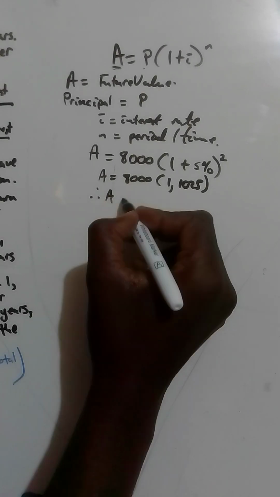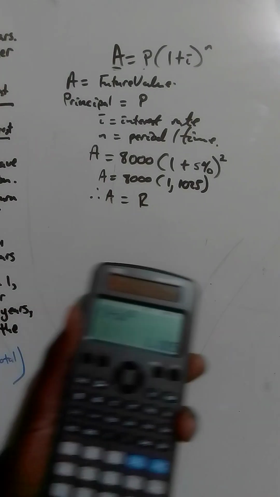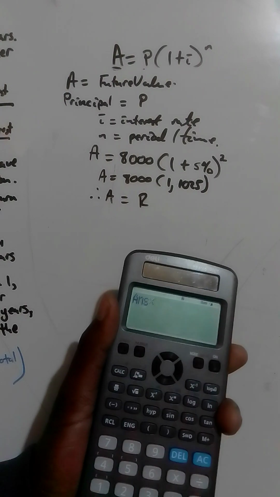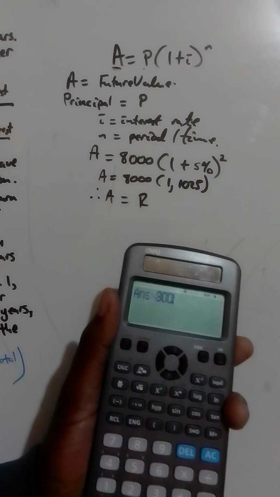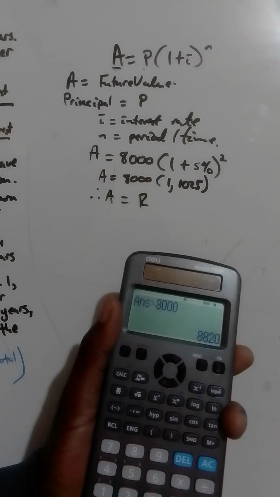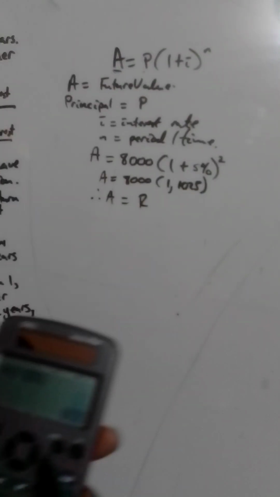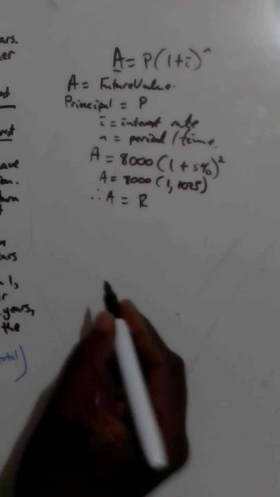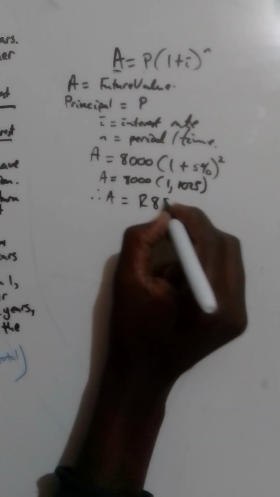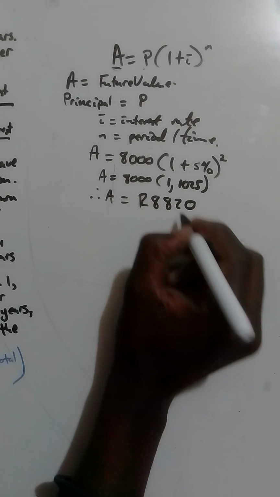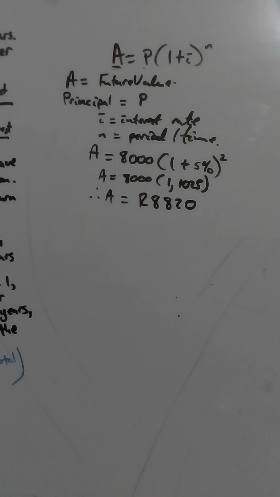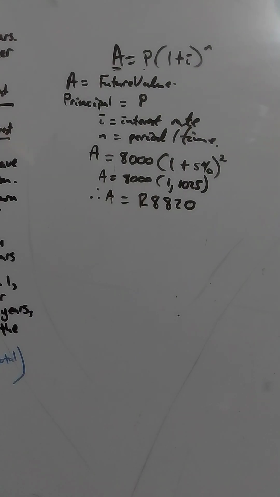Now we multiply 8,000 by this amount which we found. So we say therefore A is equal to 8,000 multiplied by the answer, which is equal to 8,820. And just like that, we are done. All right.